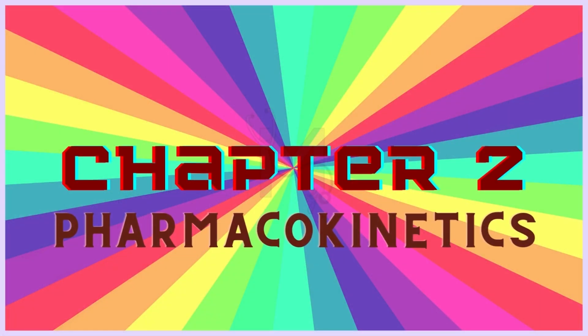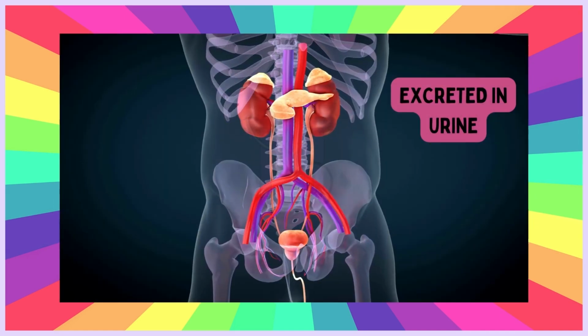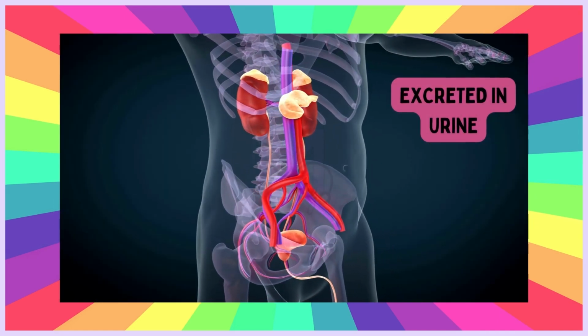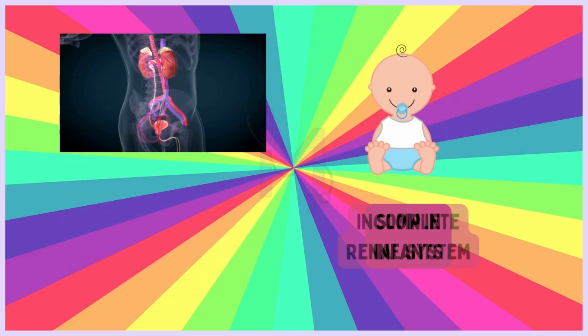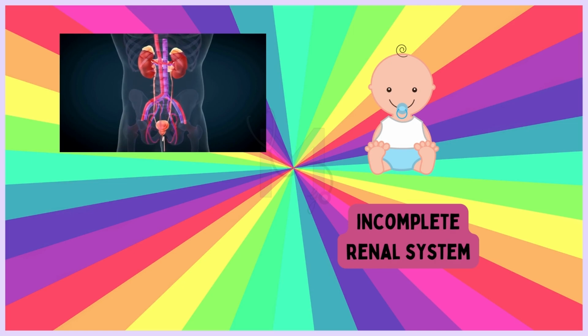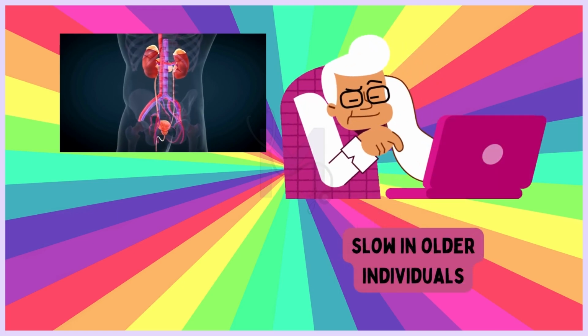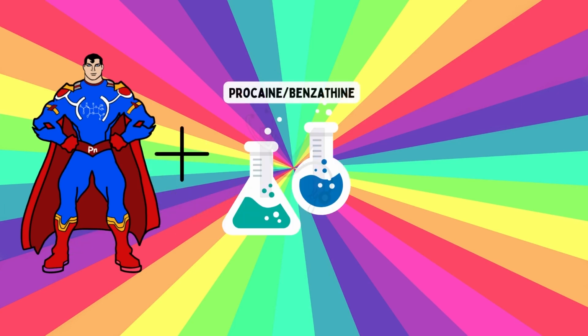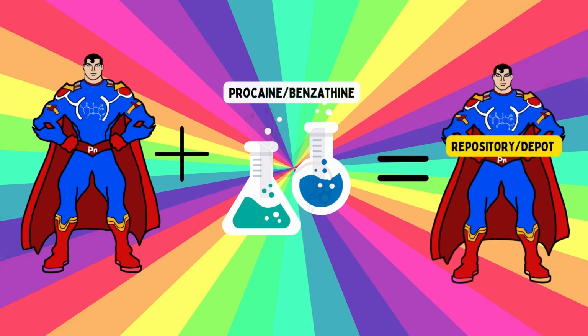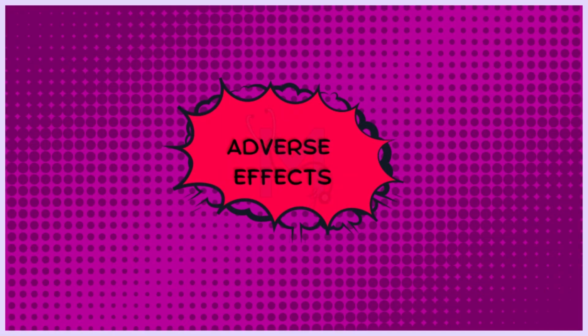Let us now move on to understand the pharmacokinetics of the drug. Penicillin G is rapidly excreted in the urine by active tubular secretion and is excreted relatively slowly in infants because their renal function is not completely developed. Naturally, older people and people with renal failure excrete penicillin G slowly. To prolong the duration of action of penicillin, it is combined with poorly water-soluble compounds such as procaine or benzathine to yield aqueous suspensions. They are called repository or depot penicillins.